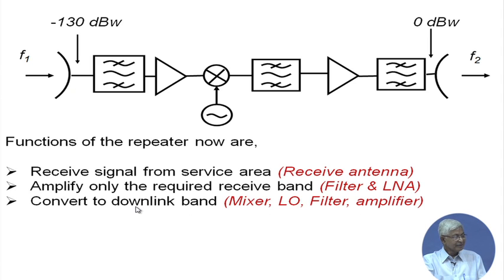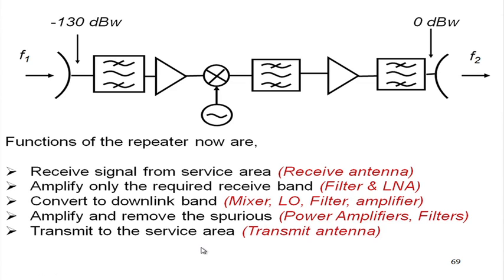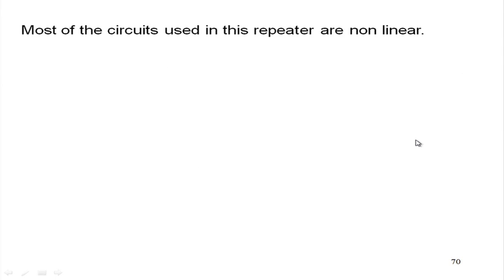Then convert that to a downlink band. So, there has to be a mixer, local oscillator, and filters and amplifiers also, and then amplify and remove the spurious, that is the power amplifier and filter, and then transmit to the service area, that is, transmit F2 through the transmit antenna. So, these are the basic functions of that. Let us see each of these.